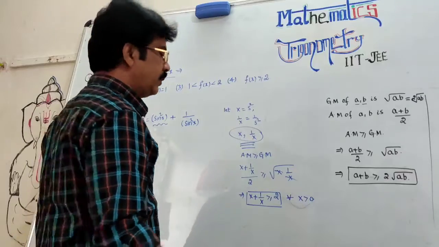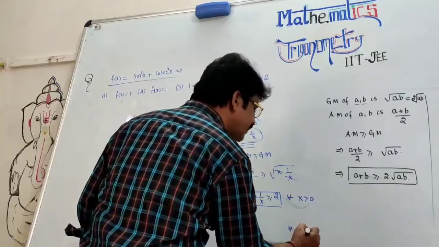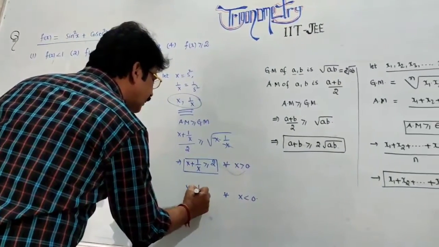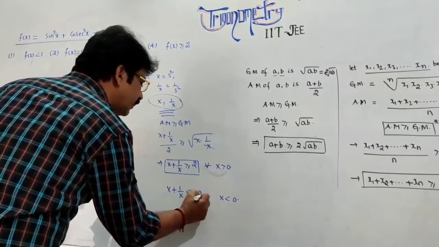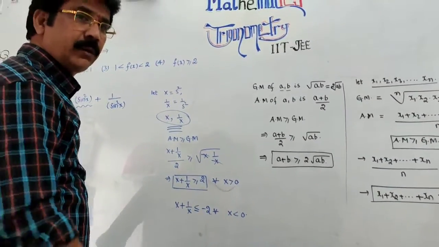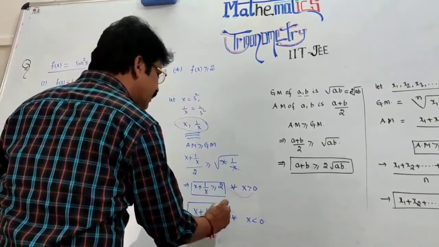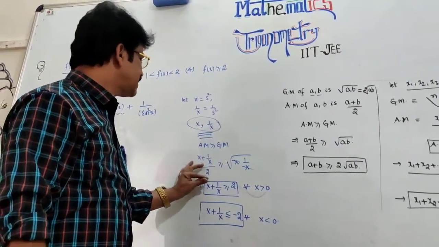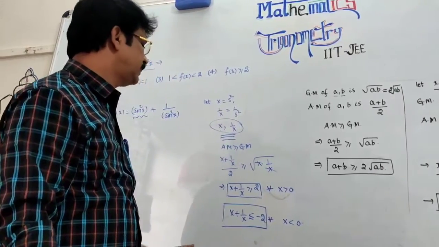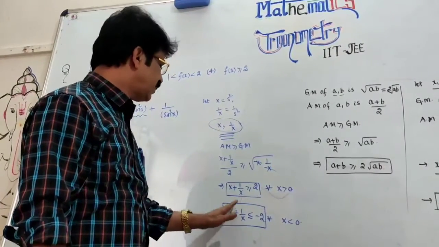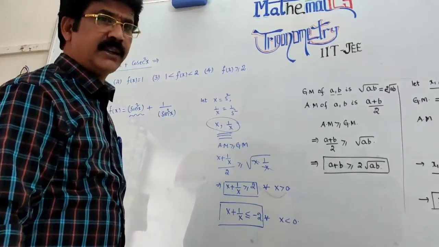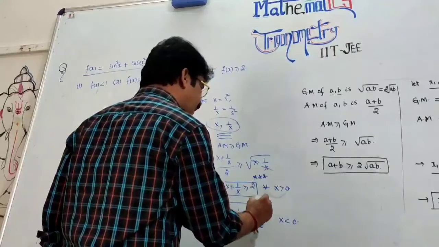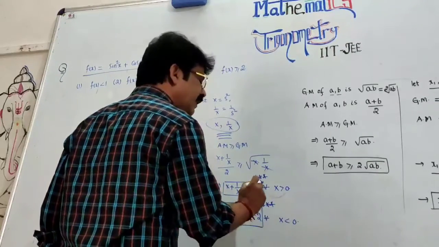Next, another formula is there. Similarly, we can show that for negative x, x plus 1 by x is less than or equal to minus 2. So we must learn two formulae by heart. When x is positive, x plus 1 by x is always greater than or equal to 2. When x is negative, x plus 1 by x is less than or equal to minus 2. These are the most important formulae. Remember them by heart, make notes.